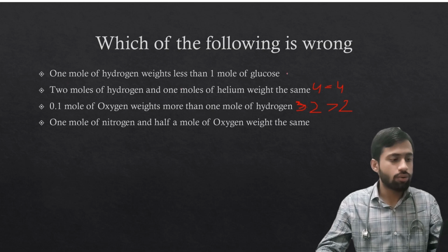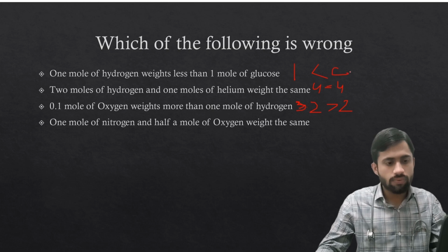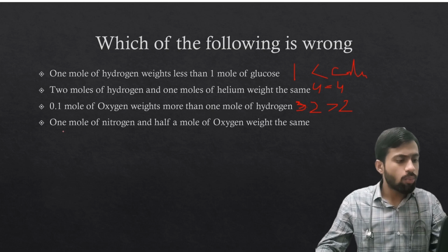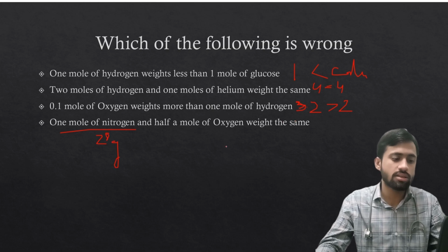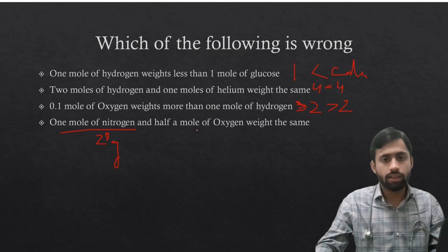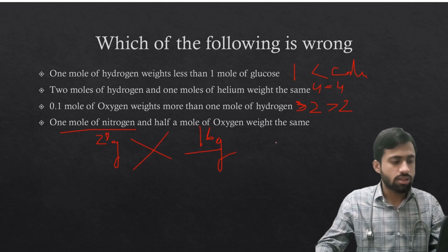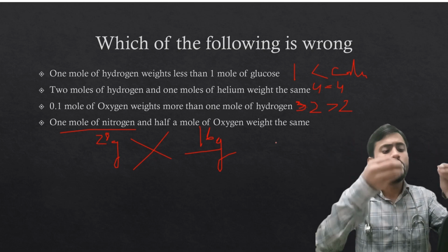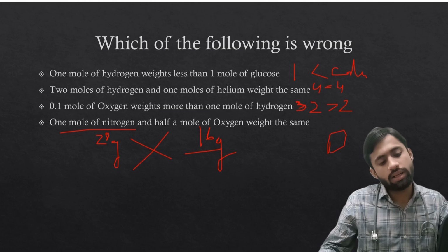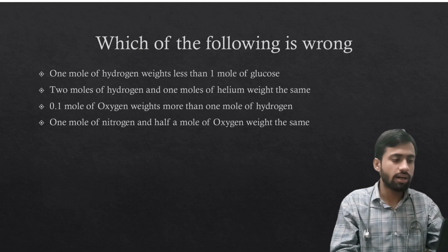1 mole of hydrogen weighs less than glucose, whatever that is. 1 mole of nitrogen is 28 grams, and half mole of oxygen is 32 halved, that is 16 grams. Now this is a wrong statement. They both are not the same, they have no common weight. So delta is the right answer.